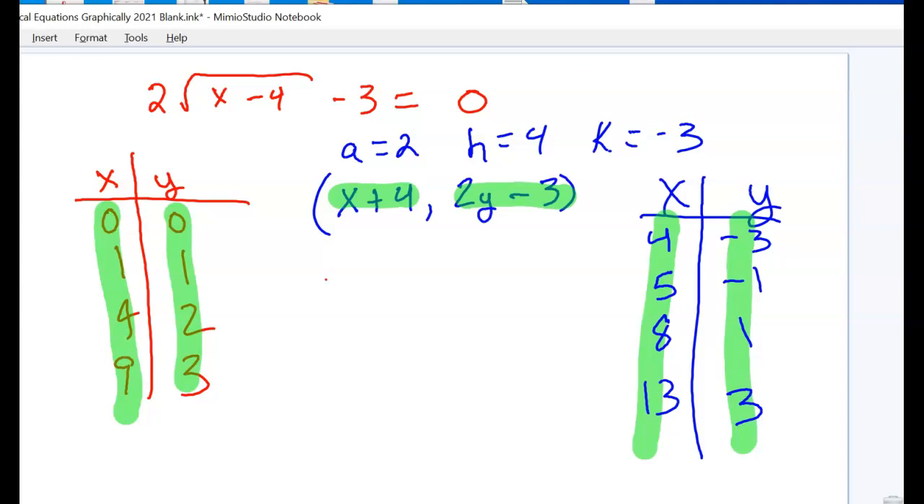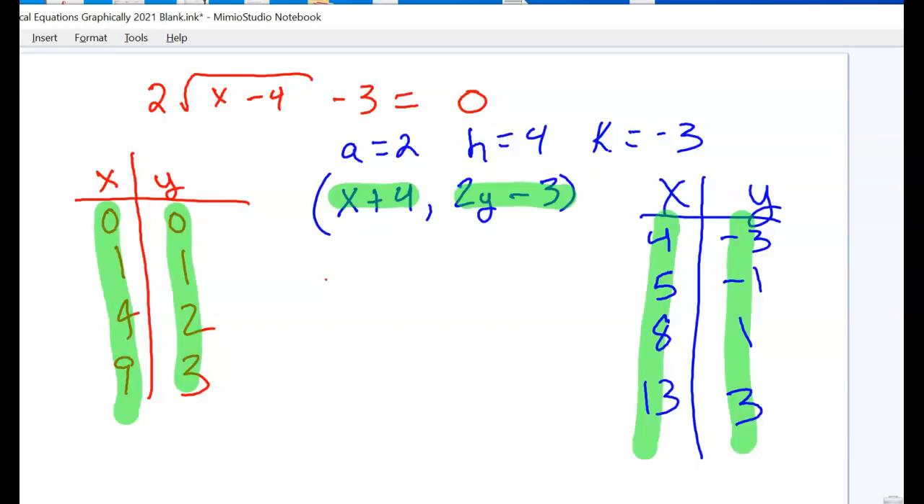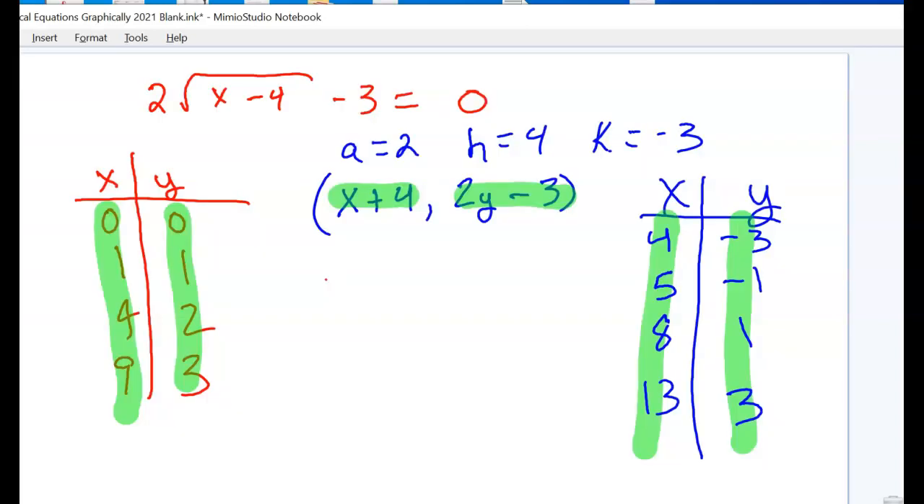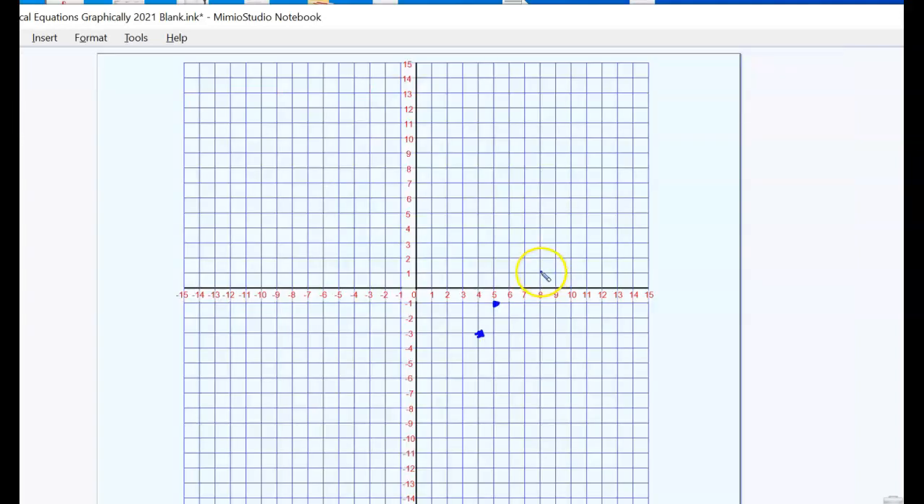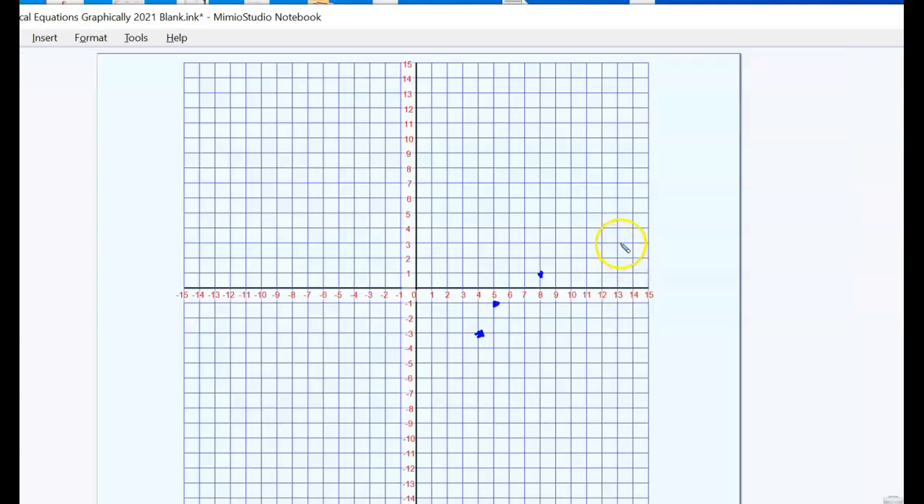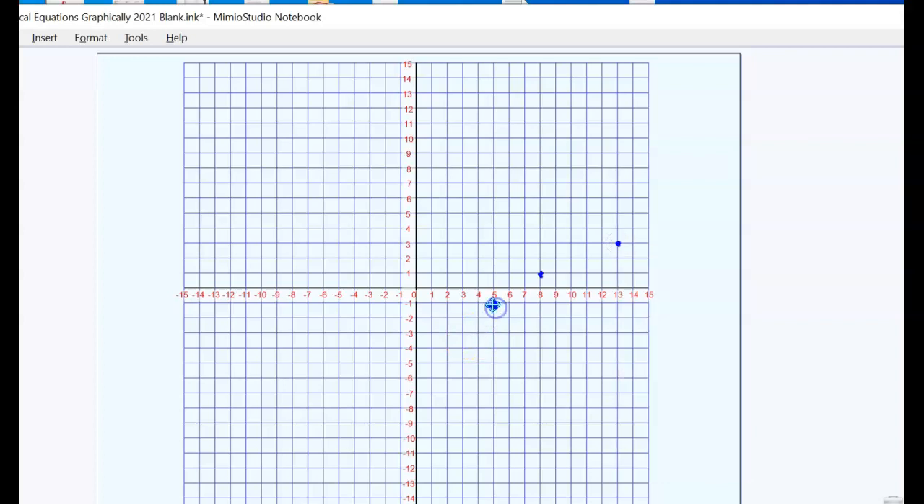So therefore, my graph is going to be (4, -3). So when x is 4, y is negative 3. Then (5, -1). Whoops, wrong way. (8, 1). And the last one was (13, 3). Again, if you graph this, my graph looks like that.